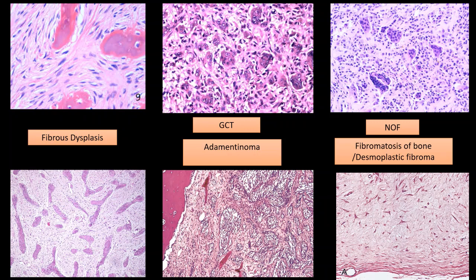Now adamantinoma has a typical epithelial islet. This is a desmoplastic fibroma or fibromatosis of the bone, showing short fascicles with the capillaries compressed everywhere.